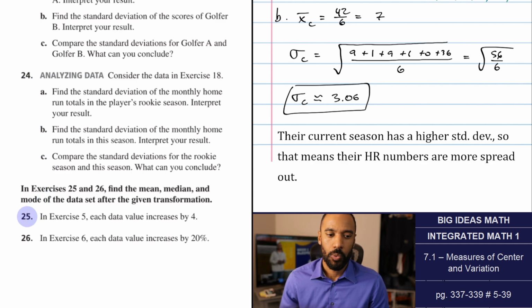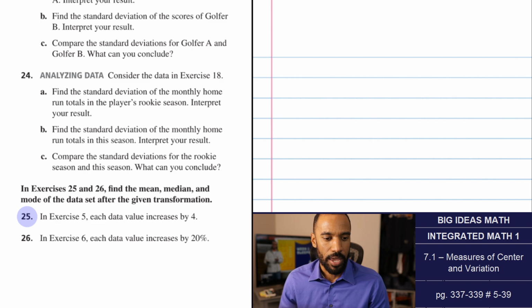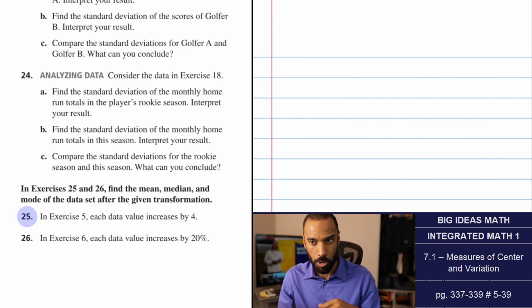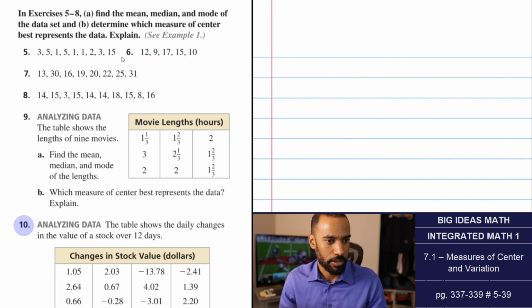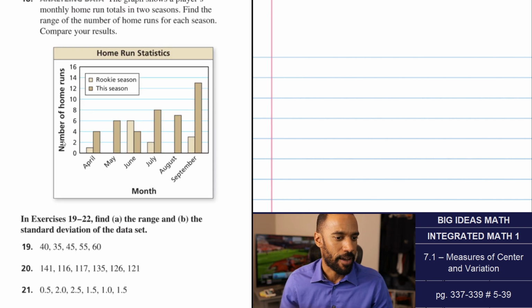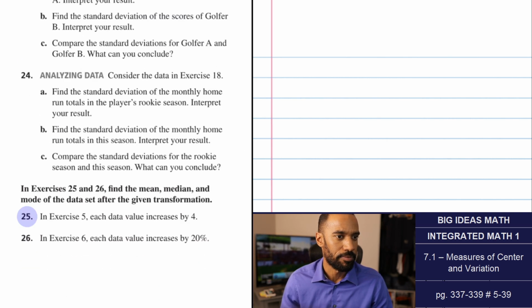All right, next exercises 25 and 26. Find the mean, median, and mode of the data set after the given transformation. Now, we have to take exercise 5 and increase each value by 4. So that does mean we have to go back. I wonder if it's easier to use their values or what. So number 5, okay, I wrote them down. Let's just take what they have and add 5 to each of them. So this is number 25.